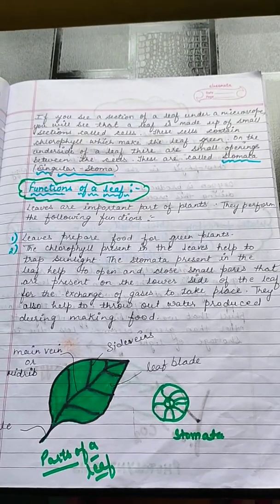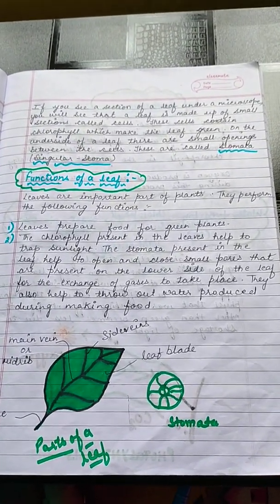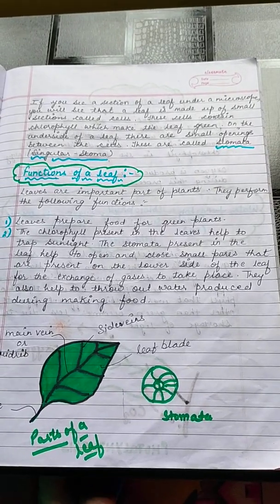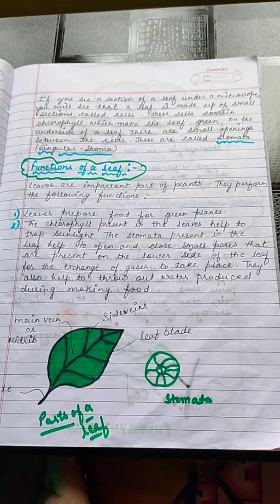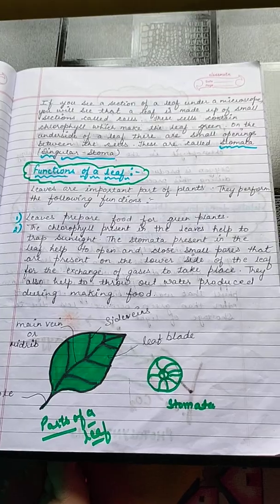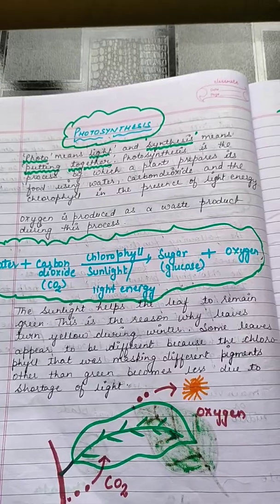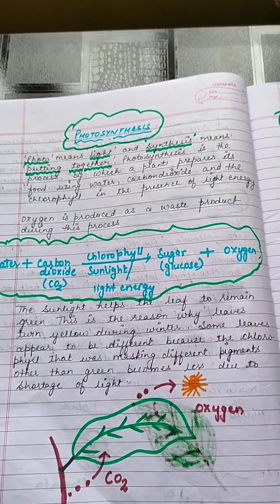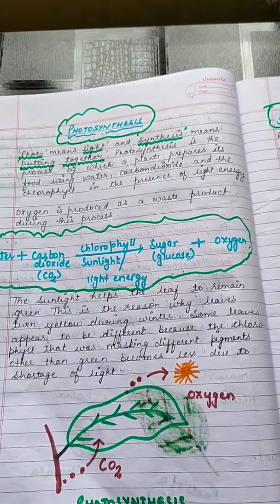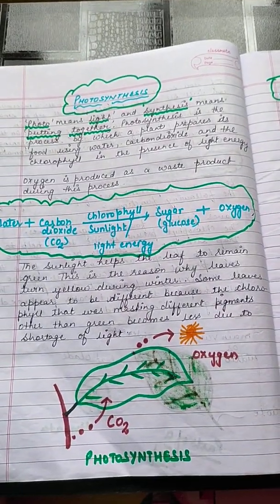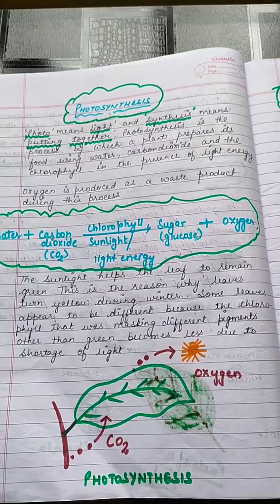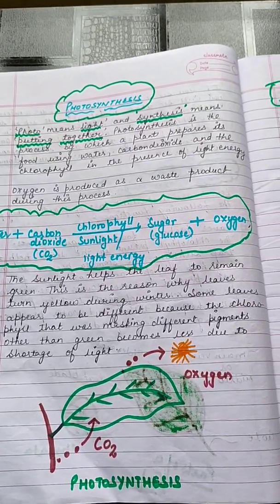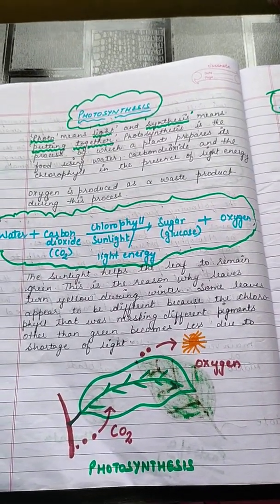And the second is the chlorophyll present in the leaves helps to trap sunlight, and the stomata present in leaves help in the exchange of gases. So these are the functions of a leaf. Now the process by which the leaves make or prepare their food is known as photosynthesis. So now we will discuss what photosynthesis is.